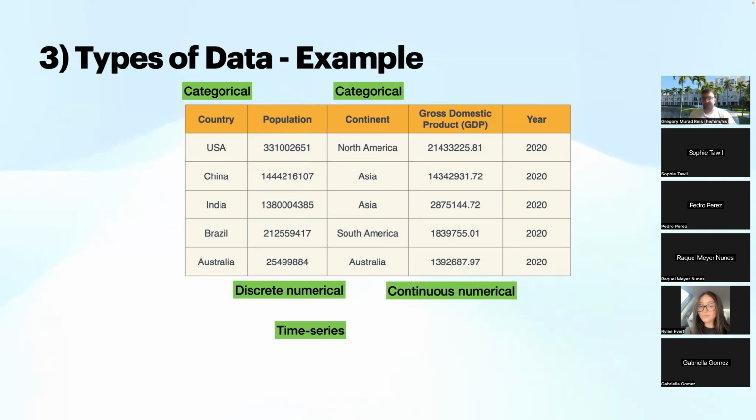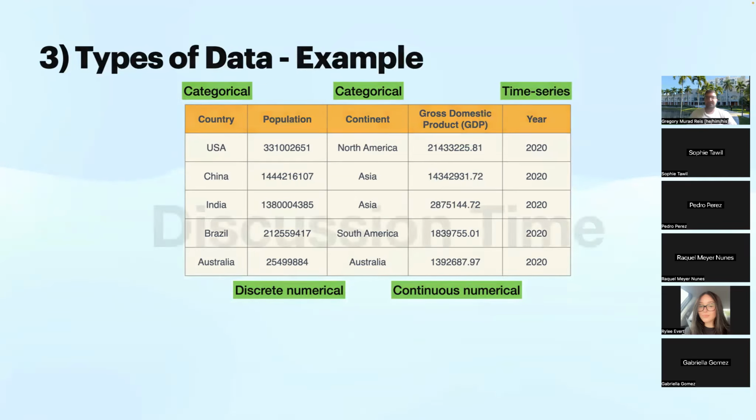And finally, the year is, in this case here, something you can think of as a time series. Depending on the analysis, you may also use it as categorical. So it depends on the application. In this case here, it is the year.